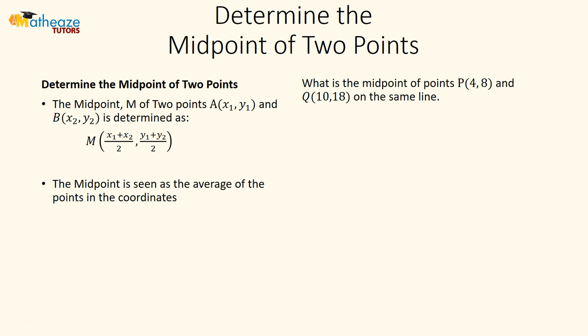So here's what we do. If you have a point A with coordinates x1 and y1, and point B with coordinates x2 and y2 on the same line, then the midpoint is going to be the average of the x coordinates and the average of the y coordinate points.